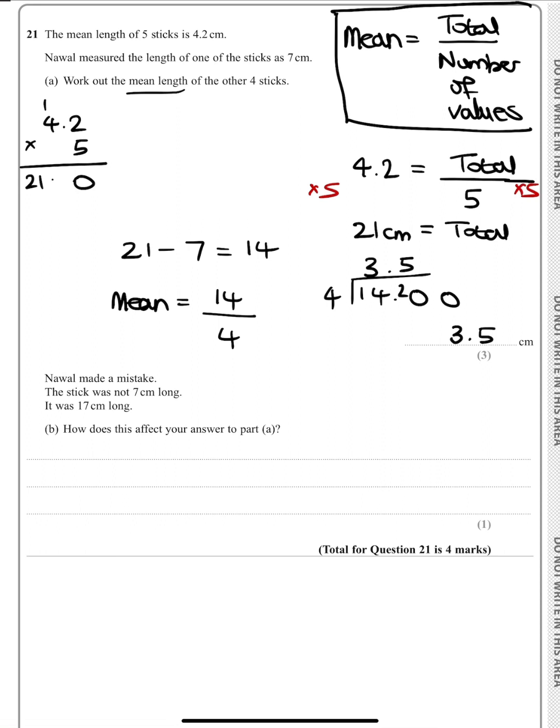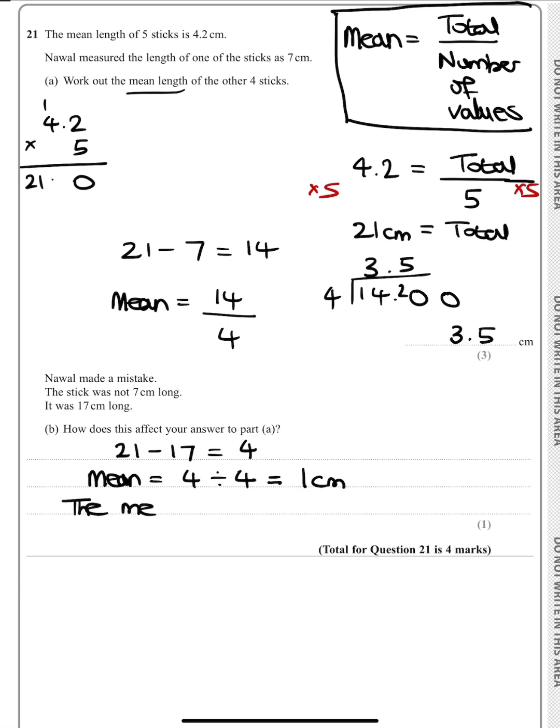So let's start back at where we were before. The total length of the 5 sticks was 21 centimeters. Now we would need to subtract 17 from 21, not 7. And we would get 4. So the total length of all of the 4 sticks would have been 4 centimeters. Therefore, the mean would be 4 divided by 4 because there were 4 sticks. And that makes 1 centimeter. So 1 centimeter is clearly smaller than 3.5 centimeters. So how does this affect your answer to part A? Well, now my mean is smaller.